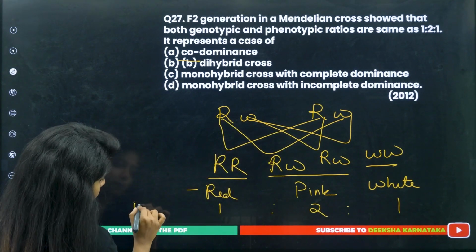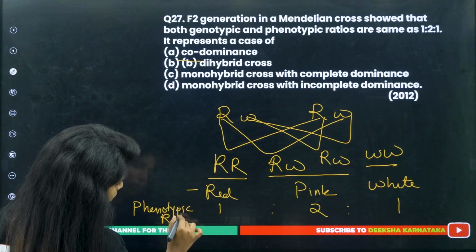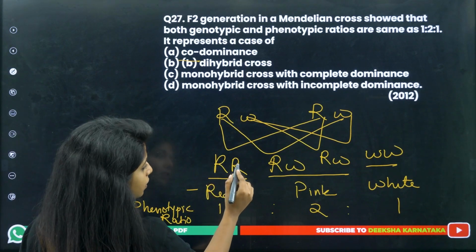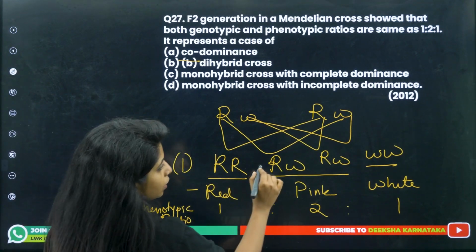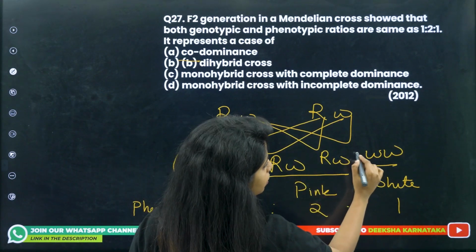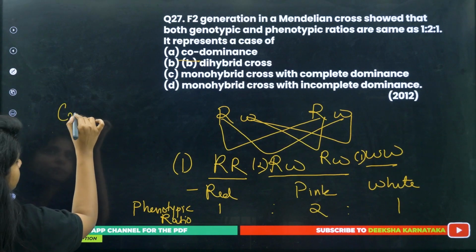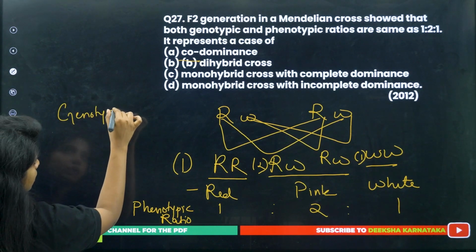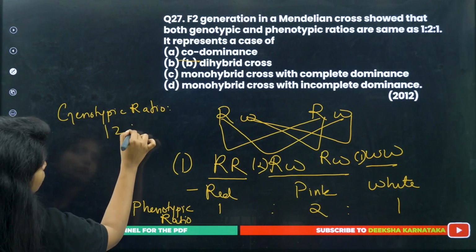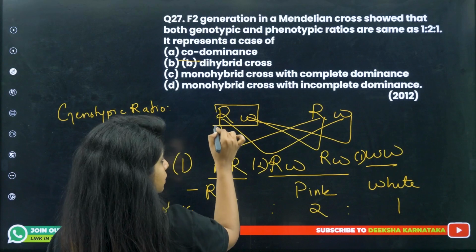This was what, children? The phenotypic ratio. Okay, what about the genotypic ratio? One is capital R, this is one. Two of them are capital R small w, this is two, and one is small w. So again I got genotypic ratio is also 1:2:1. So over here I'm talking about monohybrid cross, because this is the monohybrid.